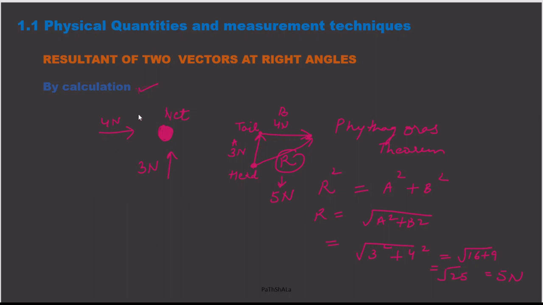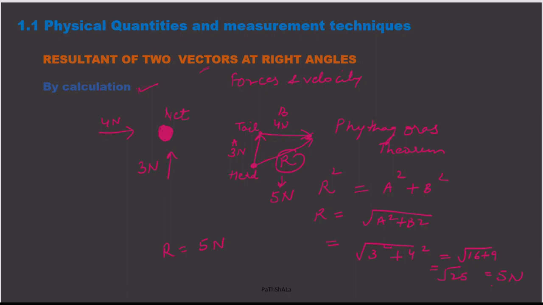Right? So if I have to find the resultant of two vectors, now in your syllabus you just have forces and velocities. So you can find the resultant of forces and velocities in the same way. If you have to use the calculation method, you can simply use Pythagoras theorem. You just join the head of one to the tail of another, and the head of the first vector to the tail of the last vector is your resultant. Use the Pythagoras theorem and find out the value of your resultant. So in this case, the value of resultant is 5 Newtons.